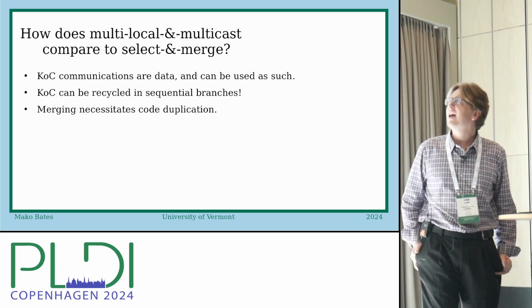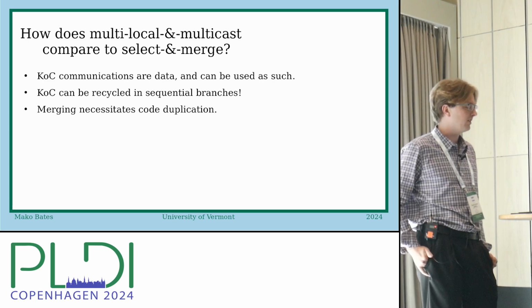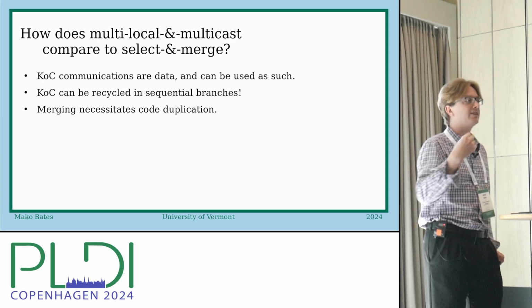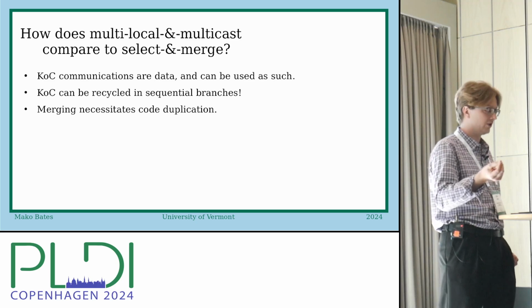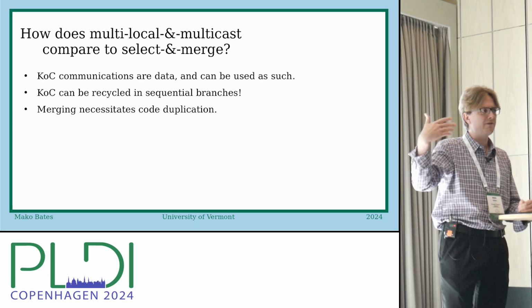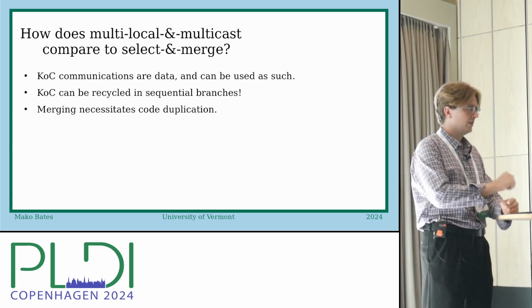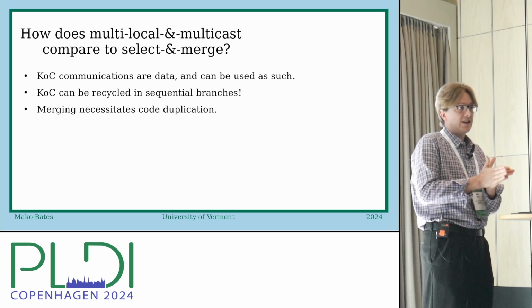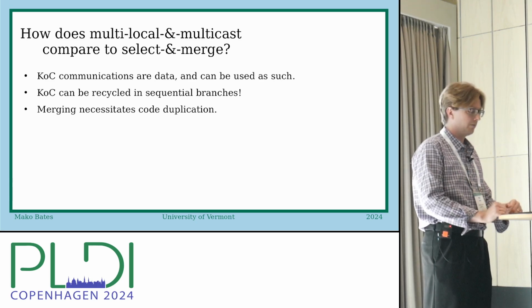Side-by-side comparison: how does a multi-local and multicast paradigm stack up to select and merge? Well, your communications are all data. If I send you something as a branch guard, you now have a piece of data, a value that you can do computations on. Also, if you have knowledge of choice, you can use that as many times as you want in sequential branches. On the flip side, if you're doing merging of your branches, and that's actually doing anything to the resultant code, that means that you have duplicated code.